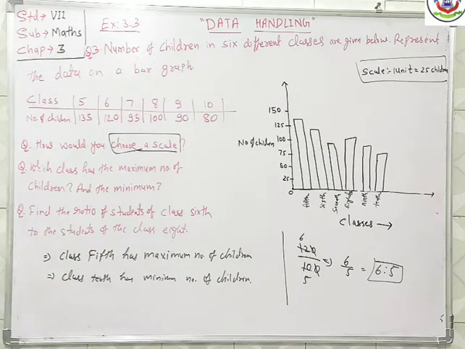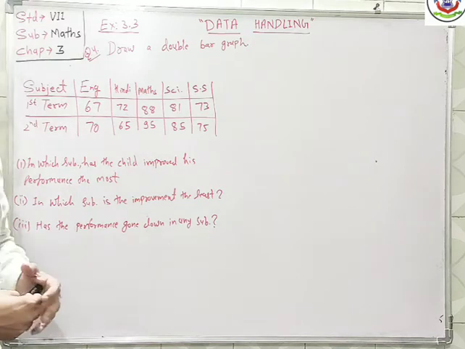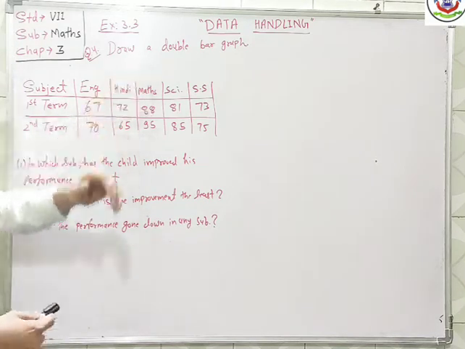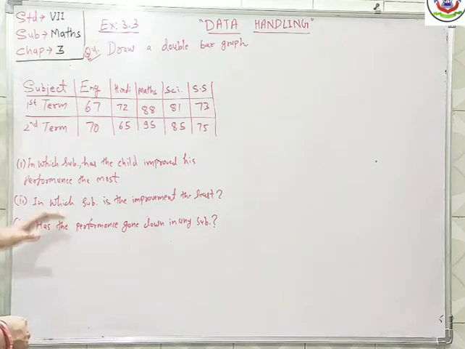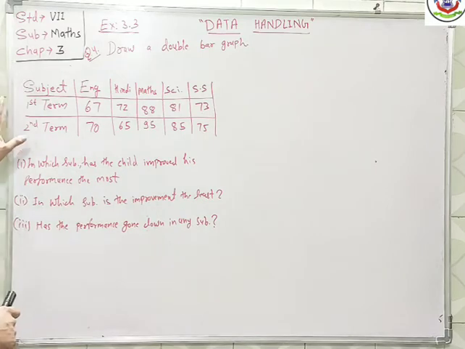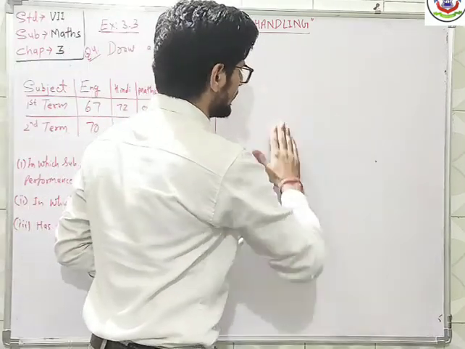Okay. Now our next question is, we are given a student whose first and second term marks are given, and we have to draw a double bar graph. So this is the first term marks and these are the second term marks. So in first term marks, then we have to draw a double bar graph. Clear?